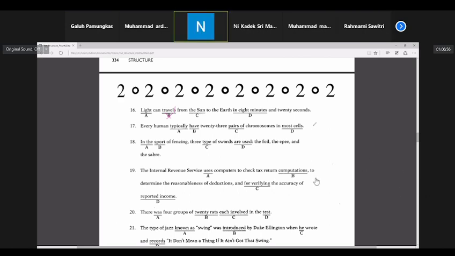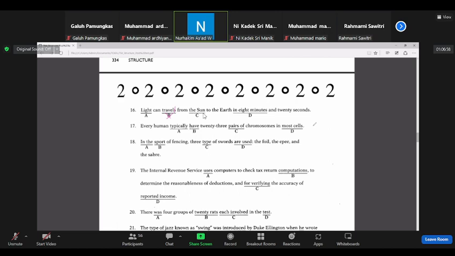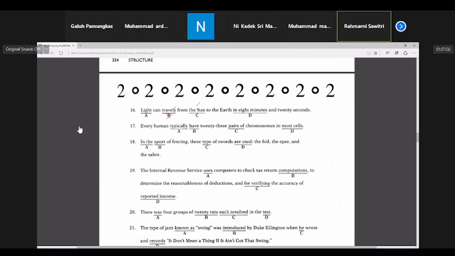Number 17 is B. Every human typically have 23 pairs of chromosomes. It's B. Yes, because here we have every. Well, whenever we have every, then it is followed by a singular form. So here we can say every human typically has 23 pairs of chromosomes. Yes, that's correct.